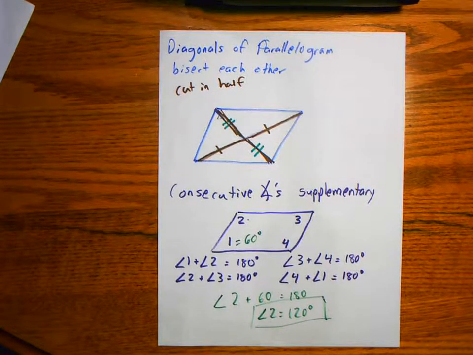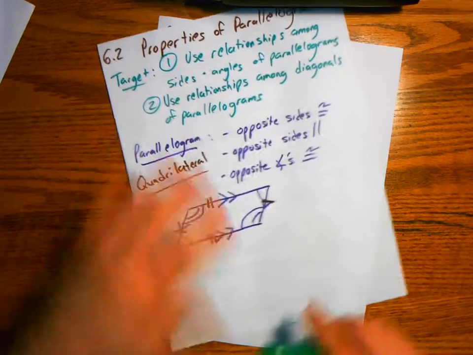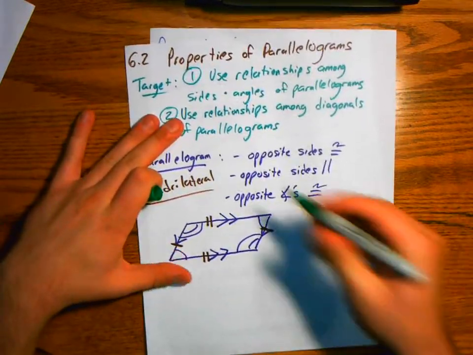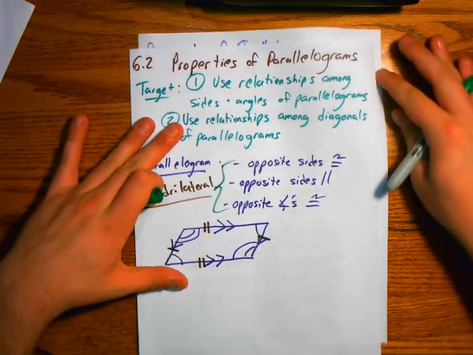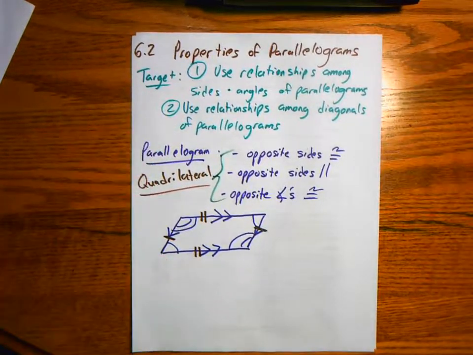Alright, so I'm going to go ahead and stop the video right there, but I'm going to go through some examples in class on how you can find some measurements of the diagonals, side lengths, angles, etc. But this section and the next one are both going to be about parallelograms. So start to get yourself more familiar with them, especially these three theorems or ideas right there. Opposite sides congruent, opposite sides parallel, and opposite angles congruent.